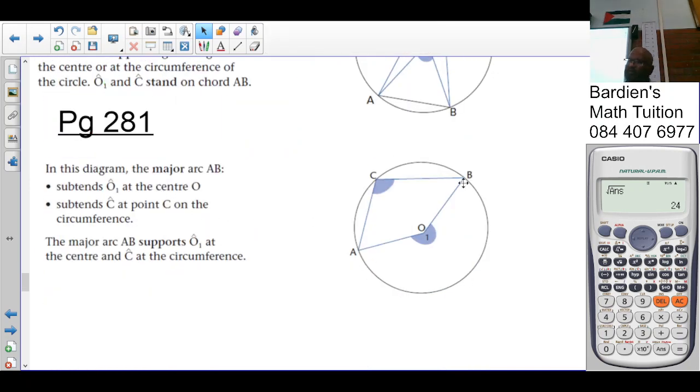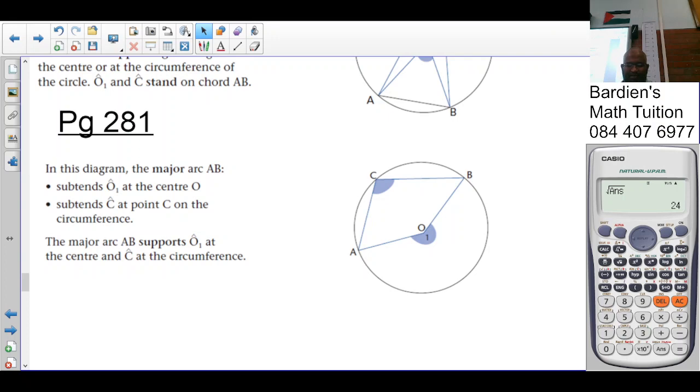The major arc AB is subtending the angle O1 at the center, and this arc here is subtending angle C at the circumference. The major arc AB supports O1 at the center and angle C at the circumference. That's basically what they're trying to highlight there. Now we're going to theorem 2.